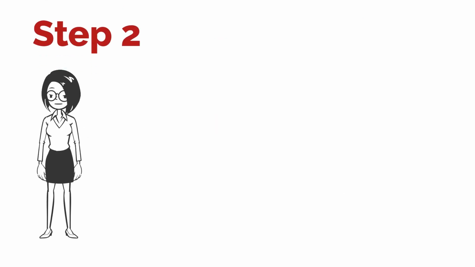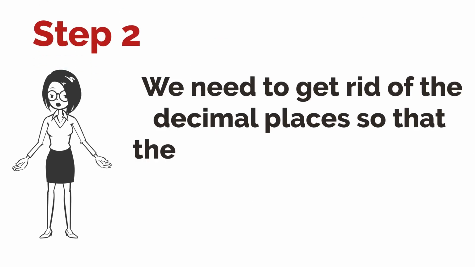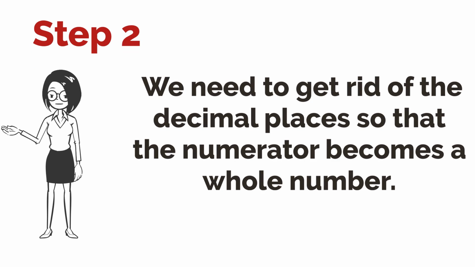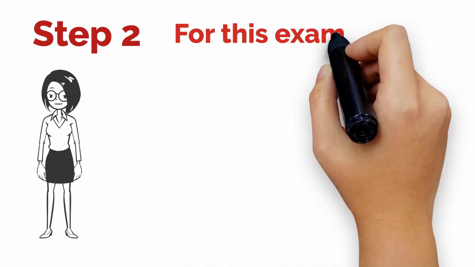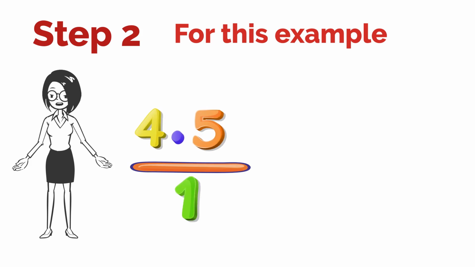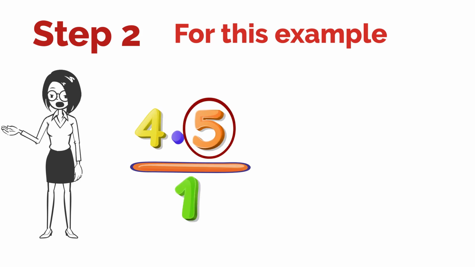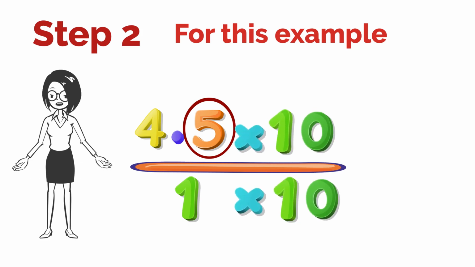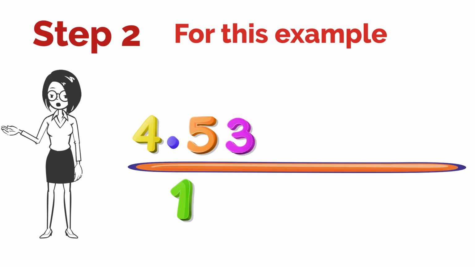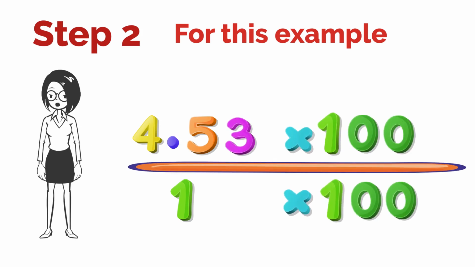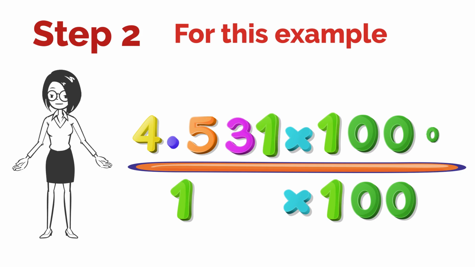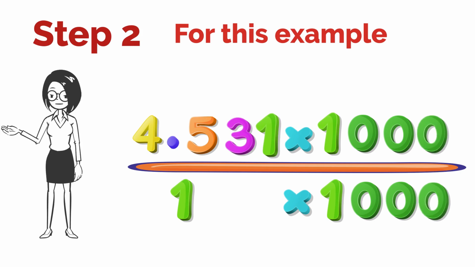Step 2. We need to get rid of the decimal places so that the numerator becomes a whole number. Count the numbers after the decimal place. For this example, there is one number, the number 5, after the decimal place. When there is one number after the decimal place, we multiply both the numerator and the denominator by 10. If there are two numbers after the decimal, we multiply by 100. If there are three numbers, we multiply by 1000, and so on.